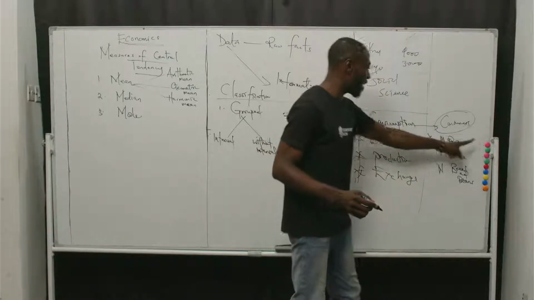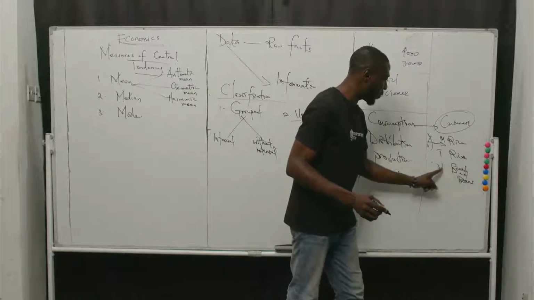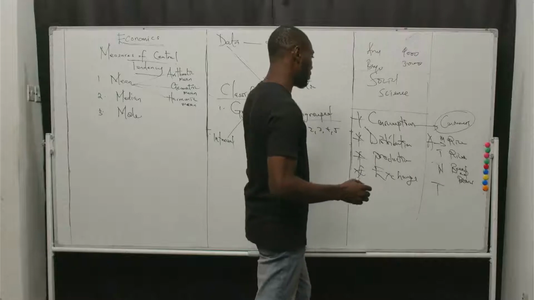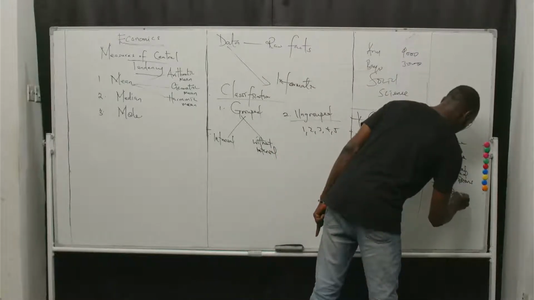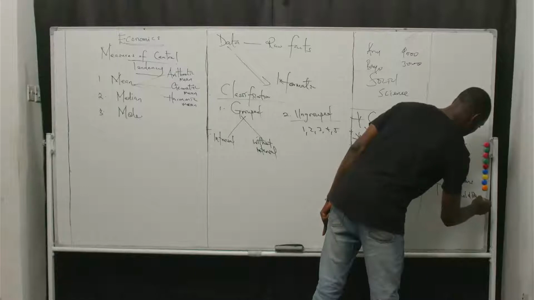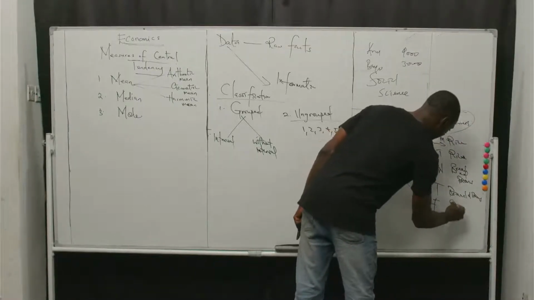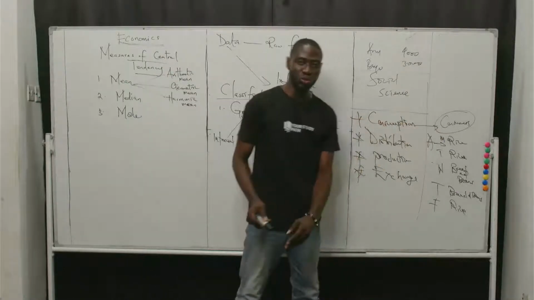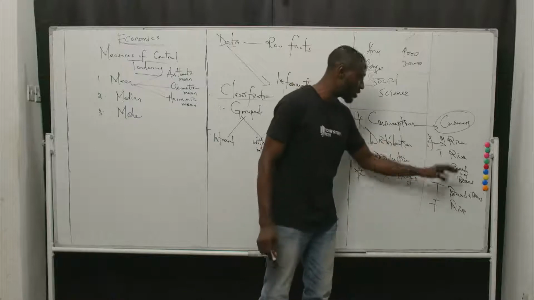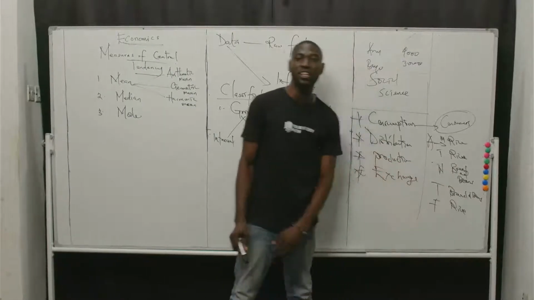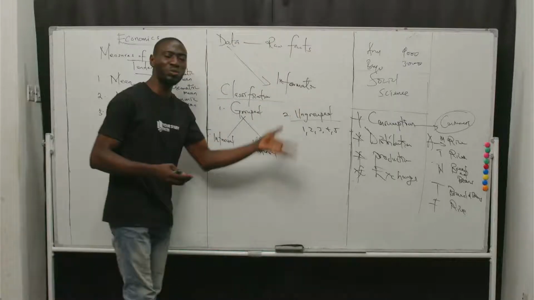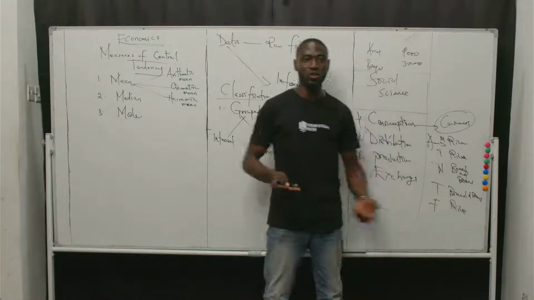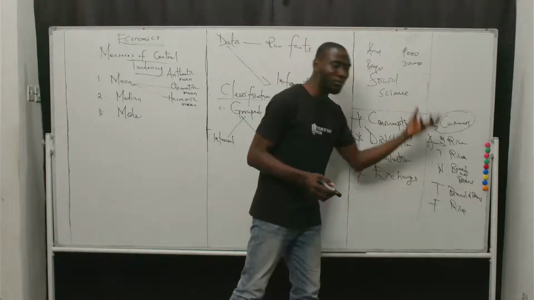So Monday we have rice, Tuesday rice, Wednesday bread and beans. Then on Thursday we have bread and beans again. Then on Friday we have rice again. So these are the foods Mr. A consumes. Now the thing is, he consumes rice frequently, more than he consumes bread and beans. That means you can get the mode from here.